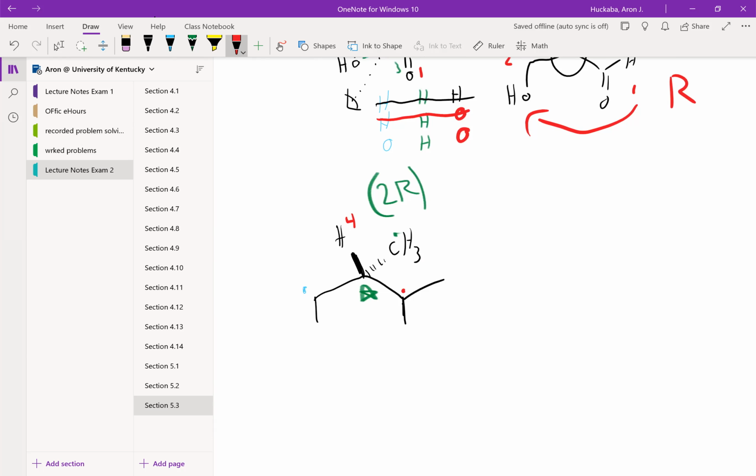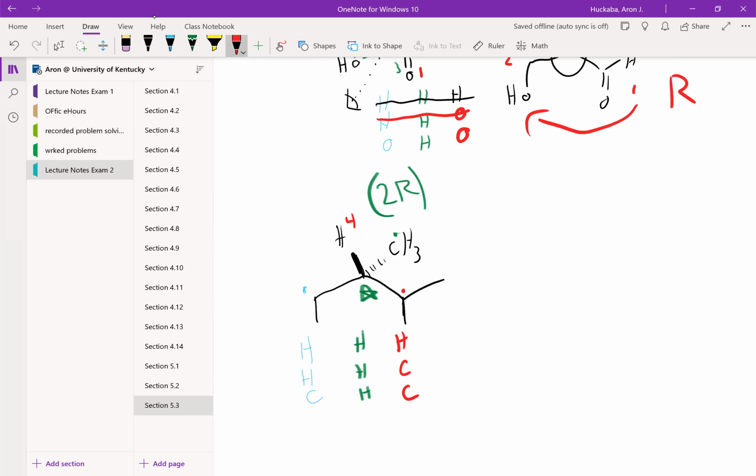Okay, so the blue carbon has 2 hydrogens and a carbon. The green carbon has 2 hydrogens and a hydrogen, so 3 hydrogens in total. And the red carbon has a hydrogen, right, and 2 carbons.